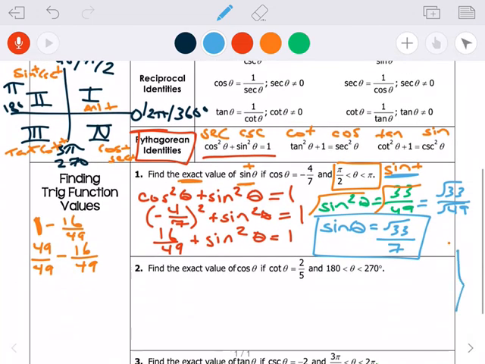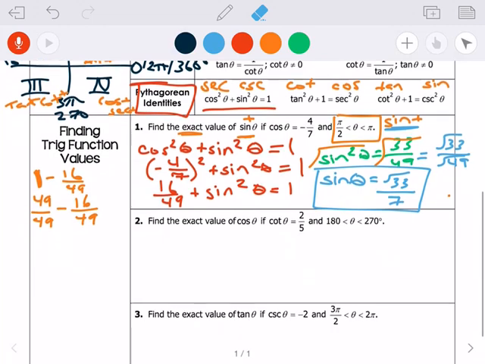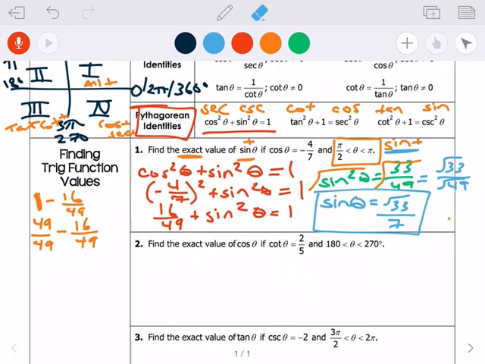Let's go on and look at what number 2 is asking. Number 2 is asking to find the exact value of cosine. So we're dealing with cosine, and we're given cotangent, if theta is between 180 and 270. Going up here, between 180 and 270 would be in quadrant 3, and we're looking to find cosine. In quadrant 3, cosine is negative, so I'm just going to make note of that. My final answer should have a negative in front of it.